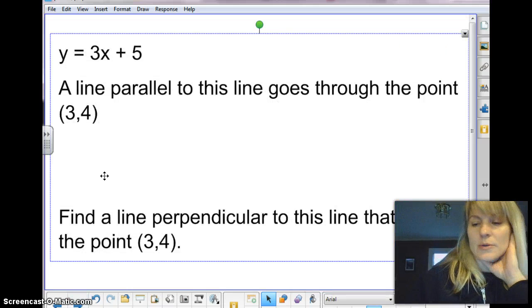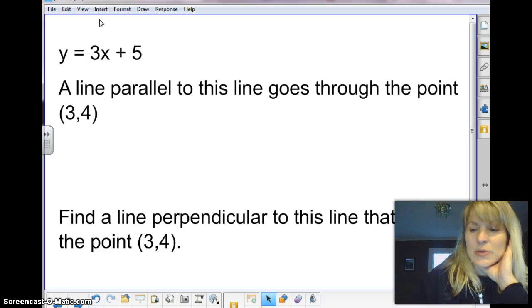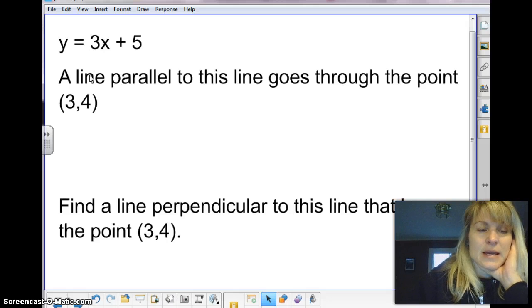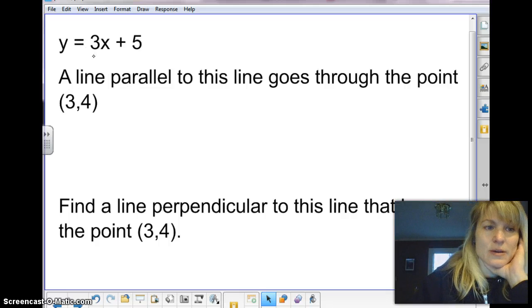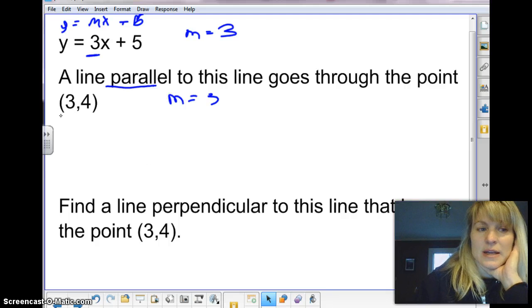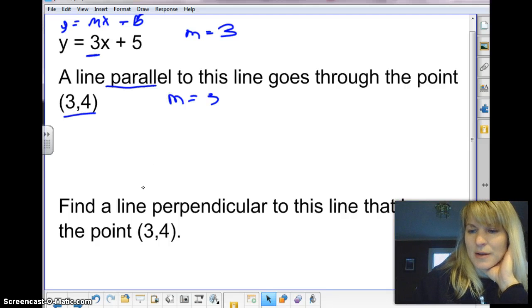The last thing that we'll be doing is where they'll tell us if it's perpendicular or parallel, and then we have to find that line. So if we look at this, it's telling us the line is parallel, okay? So I know that the slope here is 3 because it's in the m position. So I know my m is 3. And it's telling me that this line is parallel to that. Therefore, this slope is 3. And I know it uses this point.